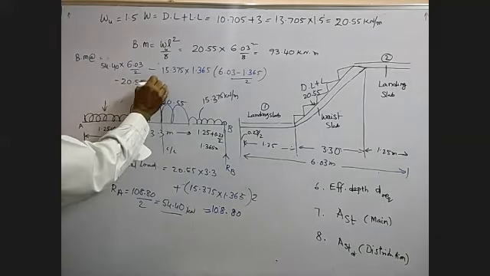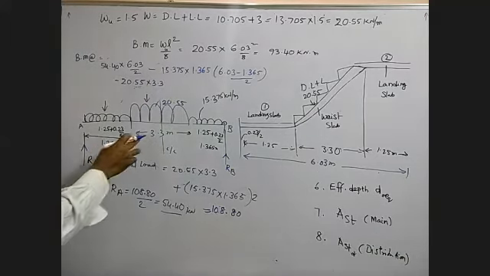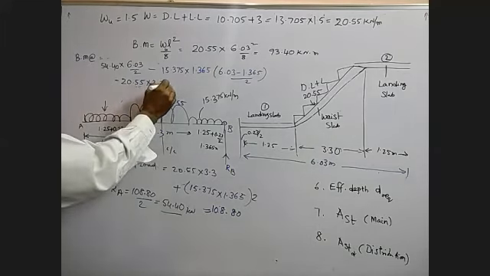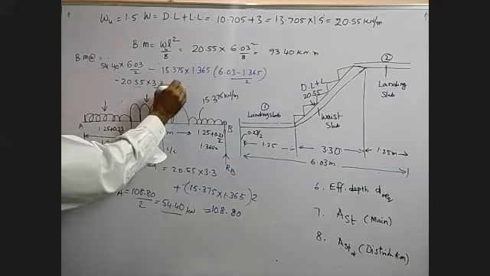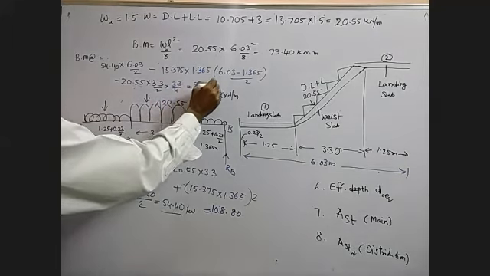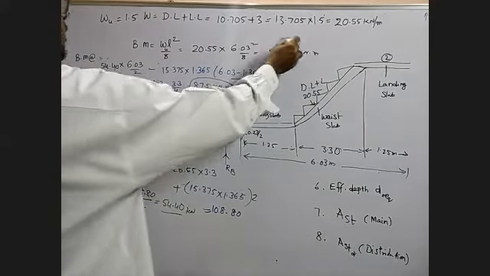into 3.3, 20.55 into 3.3 by 2 into 3.3 by 4. So you get bending moment of 87.5 kN. See the difference here.